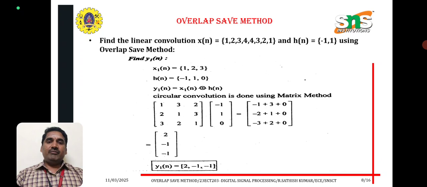Now let us see the problem. Find the linear convolution of x of n is equal to 1, 2, 3, 4, 4, 3, 2, 1 and h of n is equal to minus 1, 1 using the overlap save method. x1 of n is equal to 1, 2, 3, h of n is equal to minus 1, 1, 0. Now y1 of n is equal to x1 of n convolved with h of n. Using the matrix multiplication method, 1, 2, 3, 3, 1, 2, 2, 3, 1, we multiply and then add. We get the output sequence y1 of n is equal to 2, minus 1, minus 1.